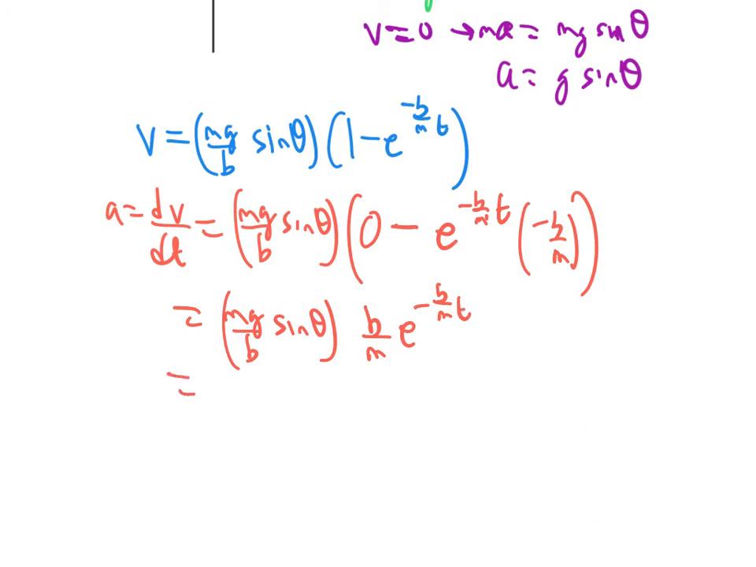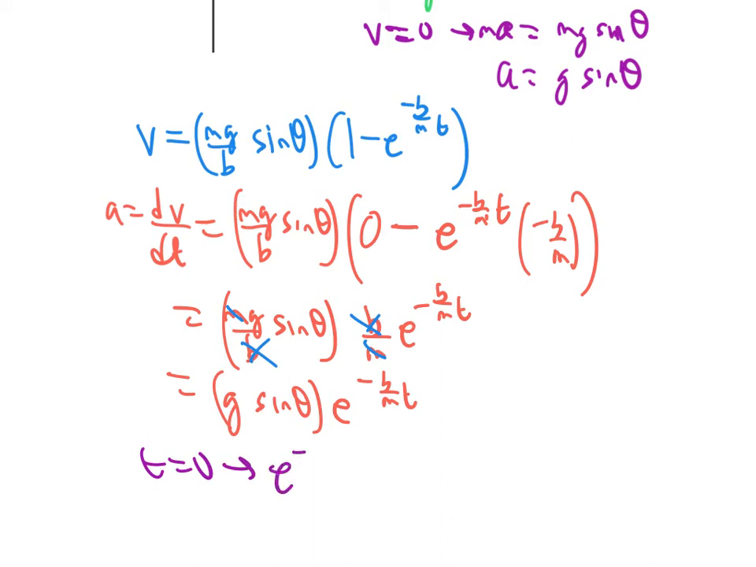And then, bizarrely but not surprisingly, the m's cancel, the b's cancel, and we get g sine theta e to the minus b over m t. And notice that when t equals 0, e to the minus b over m t becomes 1. So we have that a becomes just g sine theta as predicted. And that really is it.